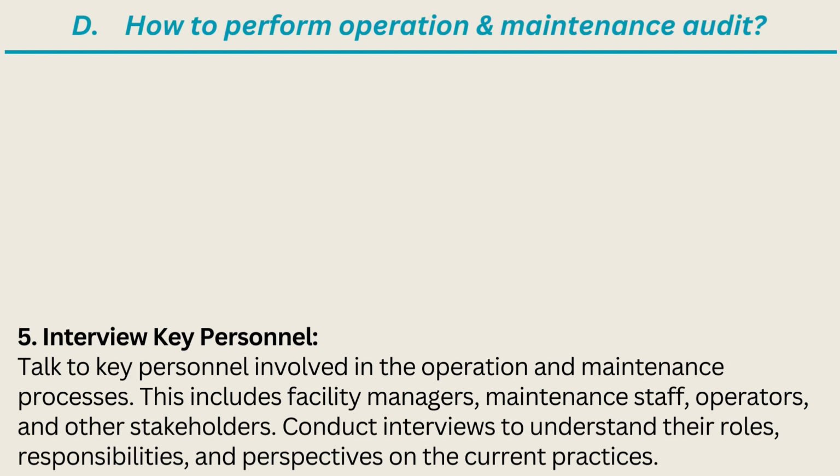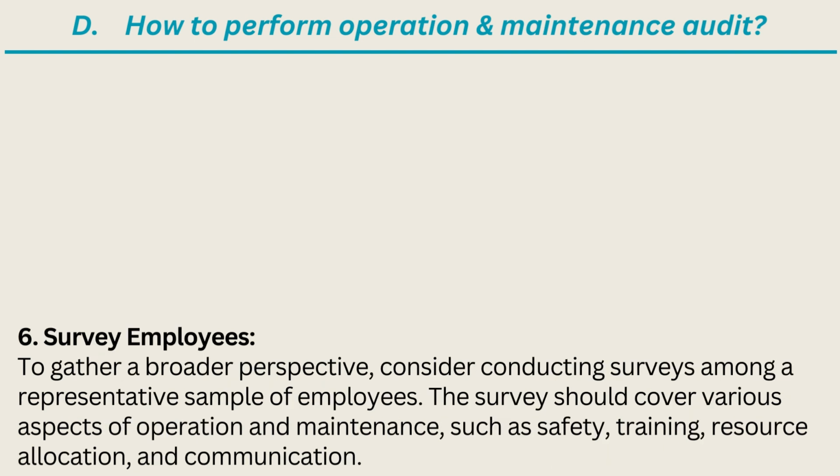5. Interview key personnel. Talk to key personnel involved in the operation and maintenance processes. This includes facility managers, maintenance staff, operators, and other stakeholders. Conduct interviews to understand their roles, responsibilities, and perspectives on the current practices. 6. Survey employees. To gather a broader perspective, consider conducting surveys among a representative sample of employees. The survey should cover various aspects of operation and maintenance, such as safety, training, resource allocation, and communication.